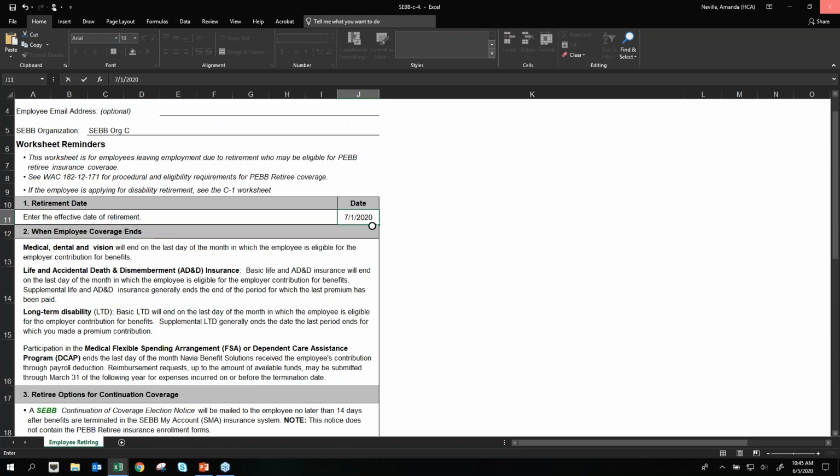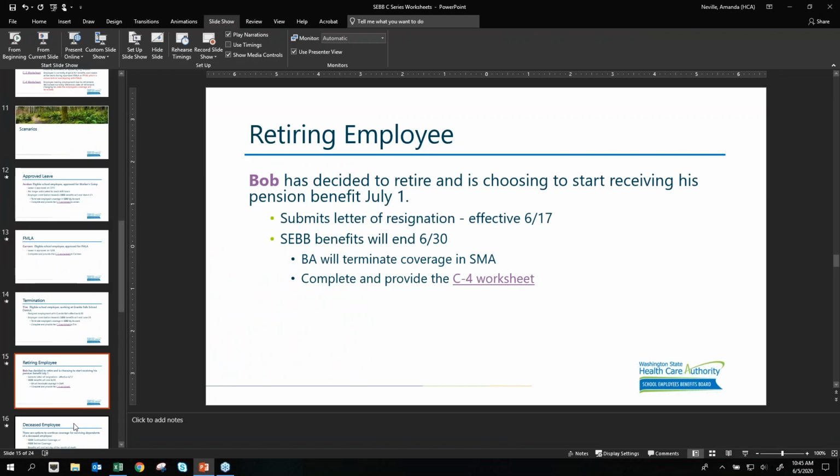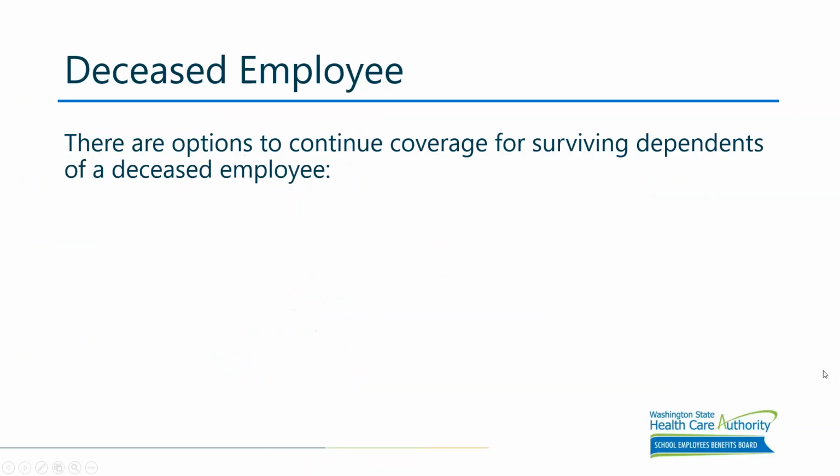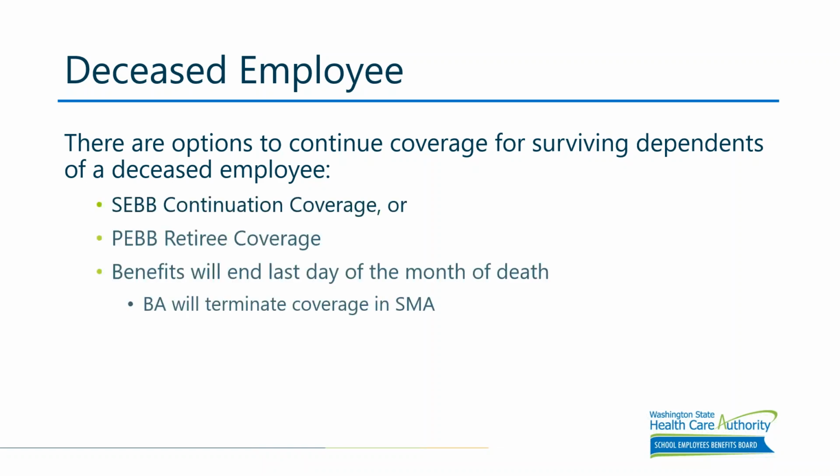All righty, let us go back to the last of the C series worksheets. So in the unfortunate circumstance that we do have an employee pass away, there are options to continue coverage for any surviving dependents of a deceased employee. So there's SEBB continuation coverage, or there's PEB retiree coverage available to them.